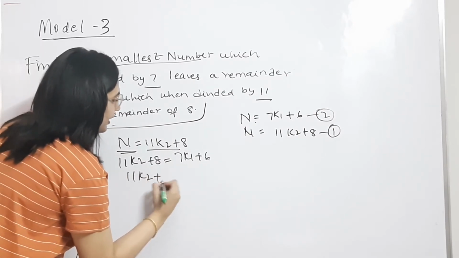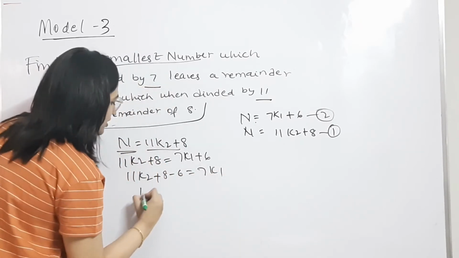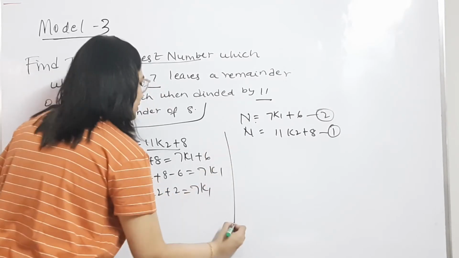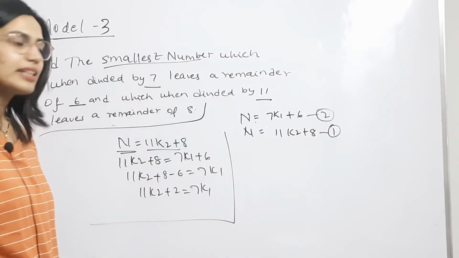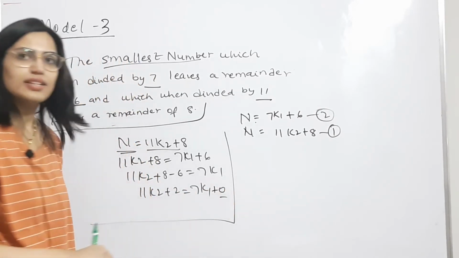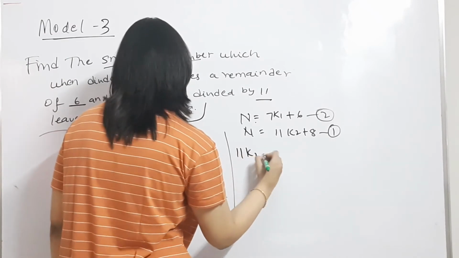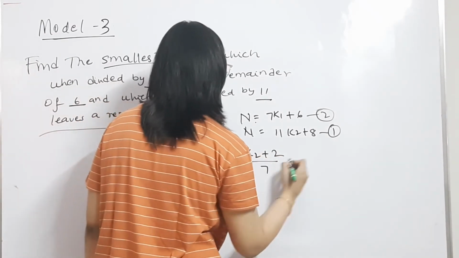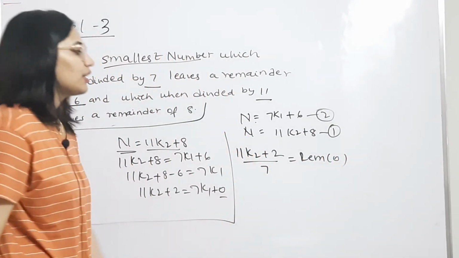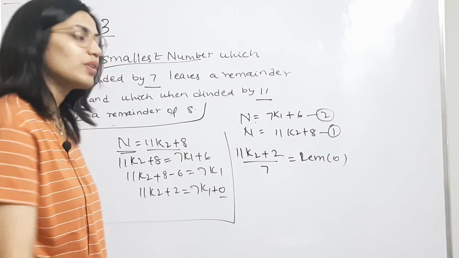You get 11k2 plus 8 minus 6 is equal to 7k1. So you get 11k2 plus 2 is equal to 7k1. That signifies that whenever this number is divided by 7, we get 0 as a remainder. So 11k2 plus 2, when divided by 7, gives the remainder 0. What is such a number?